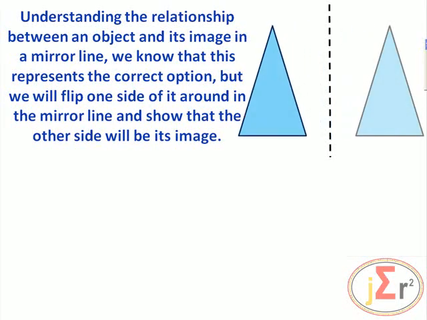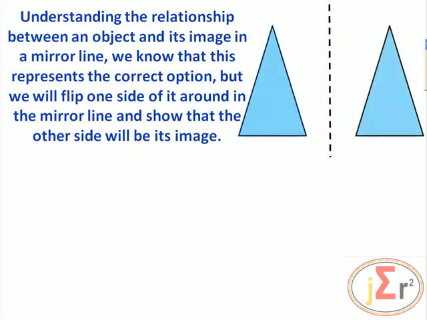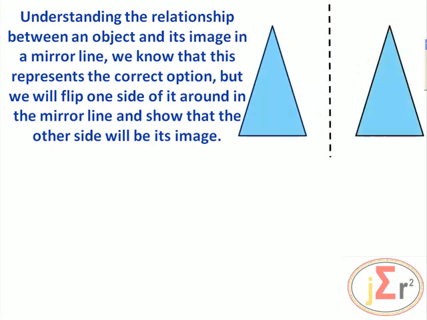So take a look at that. Flip it over there and flip it back over there. What do you notice? That when you flip it there and flip it there, the formation that you have there is exactly the one that we have in the option. Therefore, this represents a mirror line.